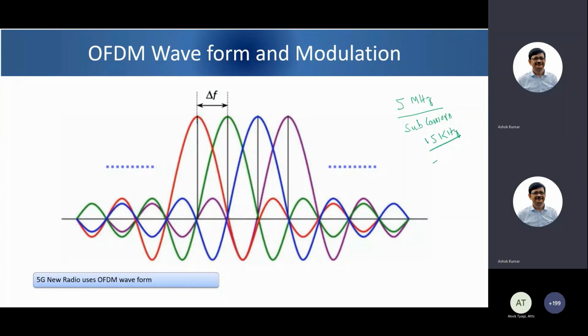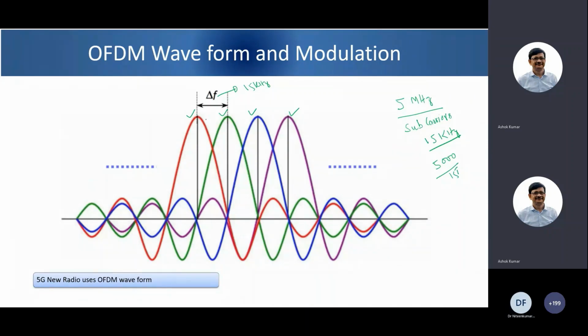If I divide this 5 megahertz, I get so many subcarriers. These colorful waves you see are nothing but subcarriers, and the distance in the frequency domain, delta f, is the subcarrier spacing. In my example, suppose it is 15 kilohertz. That's why we make it an OFDM signal.